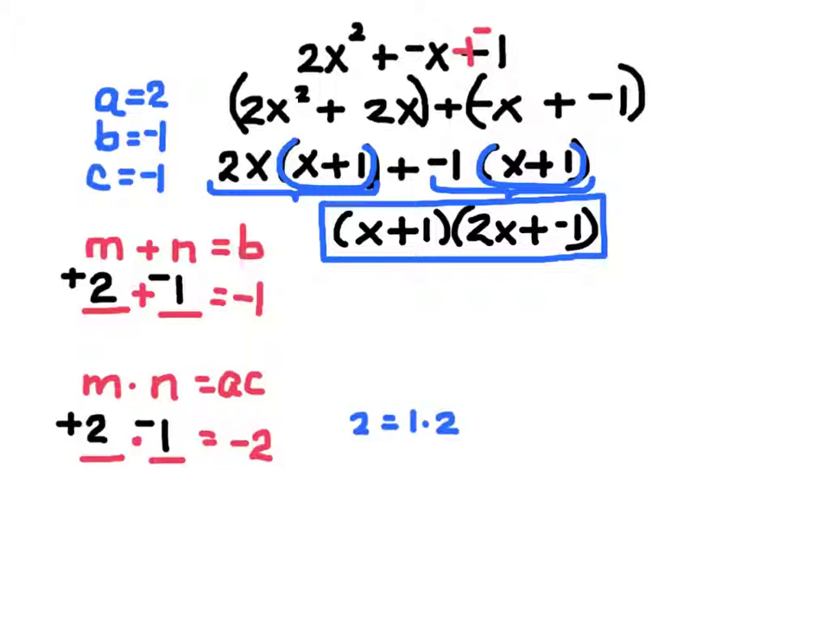I want to point out something here. When we split our middle term into mx plus nx, the order for 2x and a negative x doesn't matter. We could have swapped them. If we swap them, when we work out our answer, it will be the same. So I wanted to point that out to you.